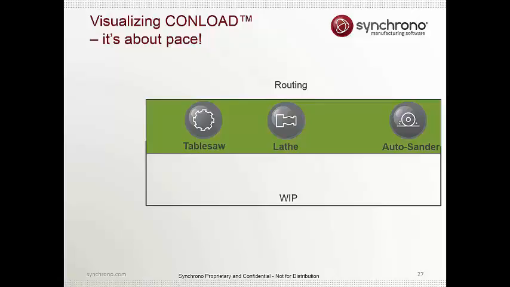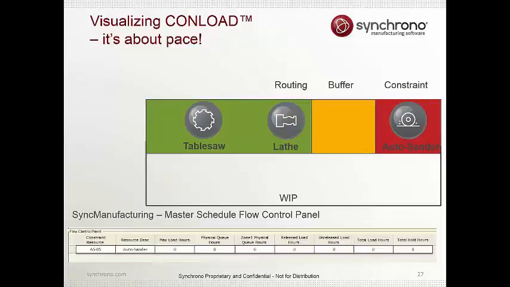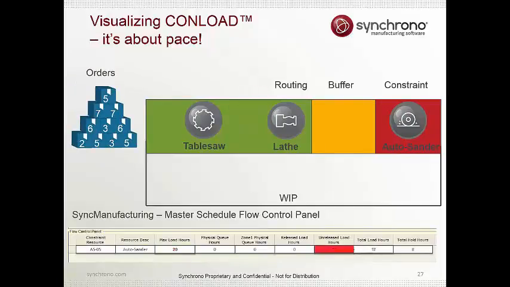And to do that in Sync Manufacturing with the concept of CONLOAD, we define WIP based on the standard unit of measure across all parts in a manufacturing organization, and that is how many hours it takes. So for every customer order that we're looking to release into the process, we're really looking at how many hours it takes on each of our constraint resources.